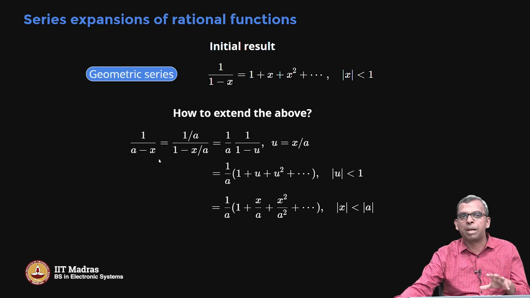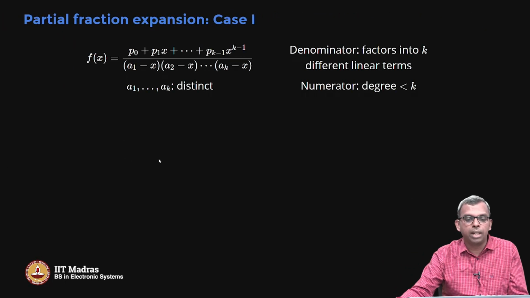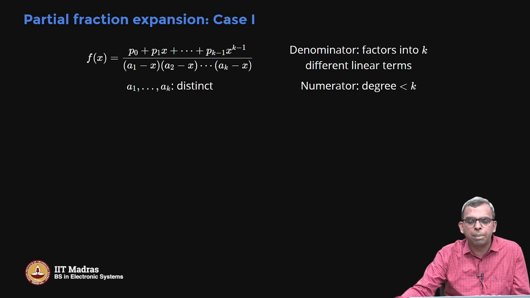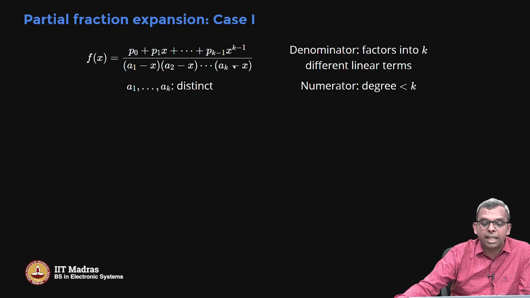Now we will extend from 1 by a minus x to a more general looking rational function. So we will start once again with a slightly simple case. We will start with a case where the rational function f(x) has a numerator which is maybe arbitrary, and then the denominator looks like this, right? (a1 minus x) into (a2 minus x) into (ak minus x). Now this means the denominator has degree k, and these a1 to ak are all distinct.